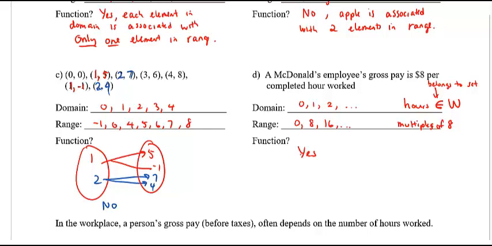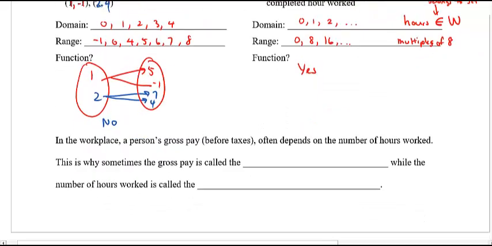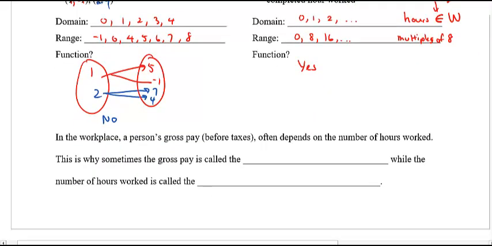Now, in a workplace, just to let you know, a person's gross pay, meaning the pay before taxes, often depends upon the number of hours worked. This is why sometimes the gross pay is called the dependent variable. Dependent variable. Right? It often depends. While the number of hours of work, which is what you can choose, is the independent variable.